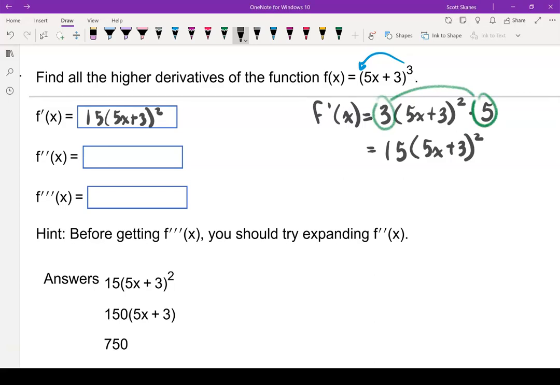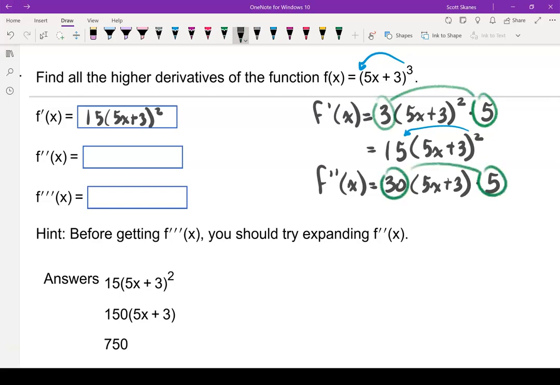Now, you can do the general power rule again. So for the second derivative, it's the same story repeated. The 2 comes down, multiplies by the 15. 15 times 2, what's that? That's 30. Inside stays the same as 5x plus 3. Power is reduced by 1, so now it's just 1, so we don't write it. And it's still times 5, so 30 times 5 is our next piece of the puzzle there. 30 times 5 is 150.